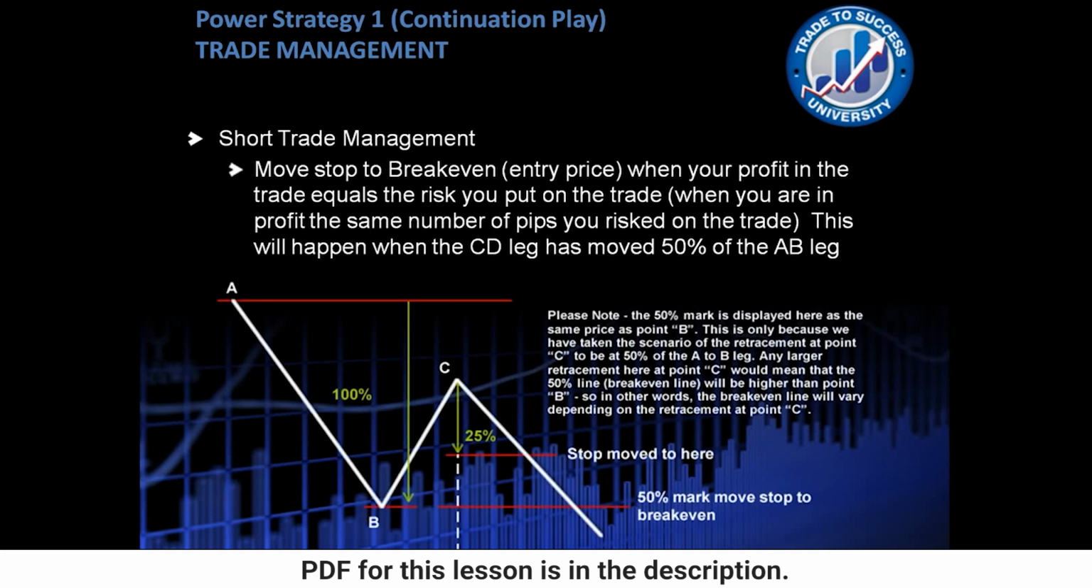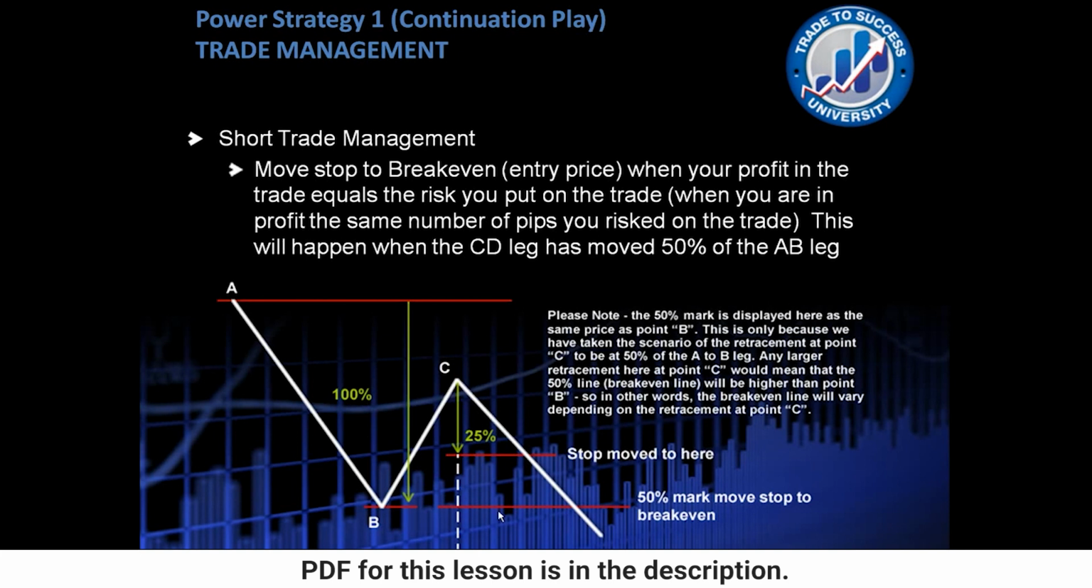Now obviously short trade management, we're looking at the price going down. So A, B down, B to C up, and then C to D going down, and we're expecting price to go down to the D point. So when price has moved from point C 50% of the A to B move, so if the A to B move is 100 pips, when price has moved down 50 pips, which is 50% of 100 pips, at that price we're going to move our stop from point C down to the entry price, which is our break-even price. So if price moves back up now to that price, we are going to come out at break-even. We're not going to lose any money.